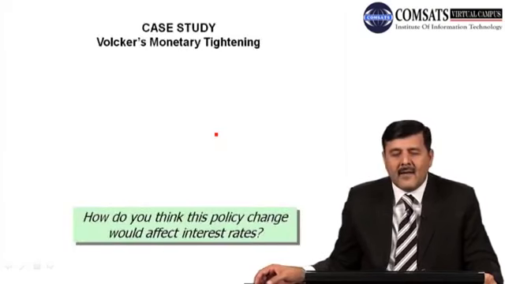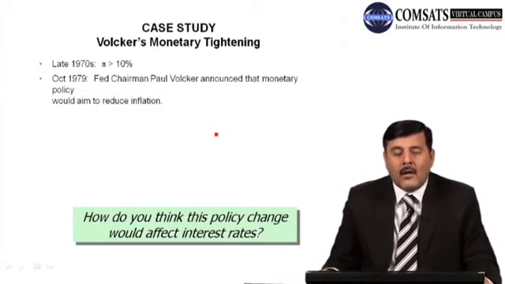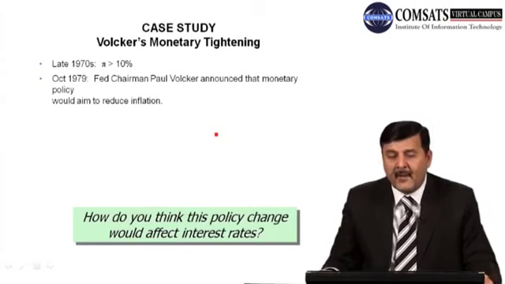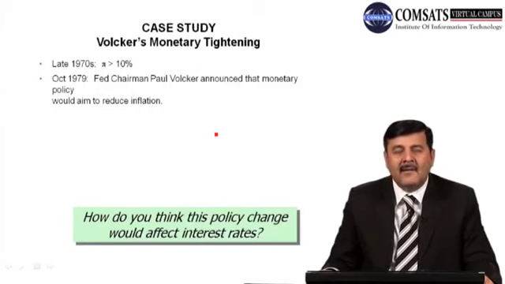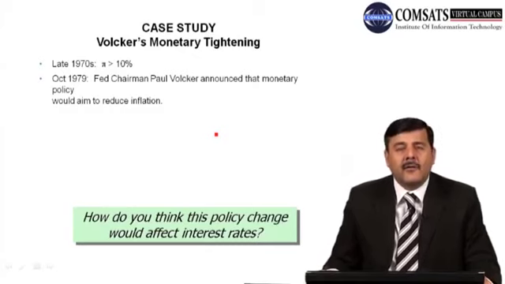Now we'll discuss a case study, and that is Volcker's monetary tightening. Volcker is the policy maker who introduced a tight monetary policy in the economy. In the late 1970s, the inflation rate in the US was greater than 10%. In October 1979, Chairman Paul Volcker, the chairman of the Central Bank of America, announced a tight monetary policy.